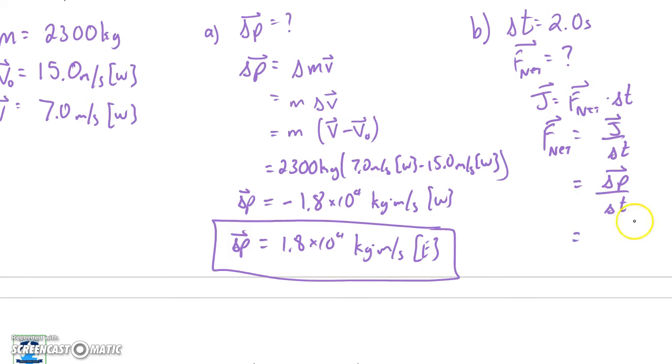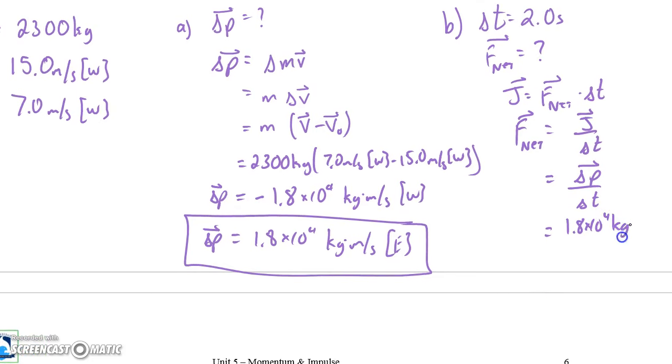And now we can just plug in our numbers: 1.8 times 10 to the 4 kilogram meter per second east, all over 2.0 seconds. And that's going to give us 9.0 times 10 to the 3 newtons.